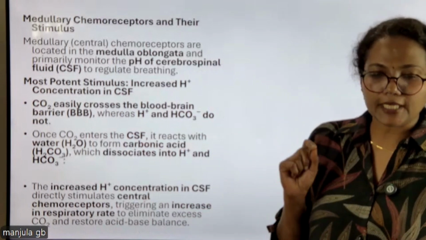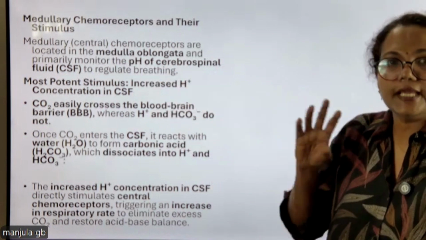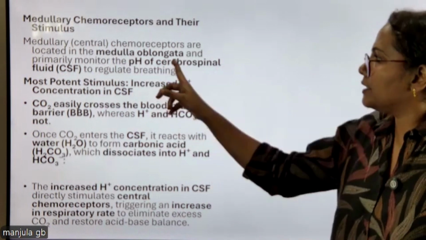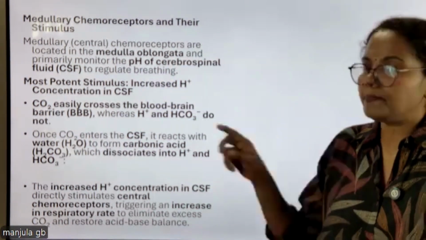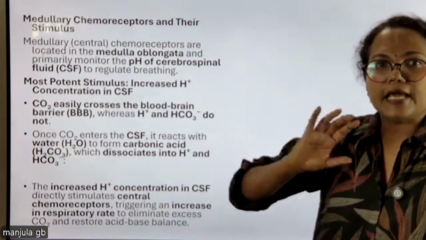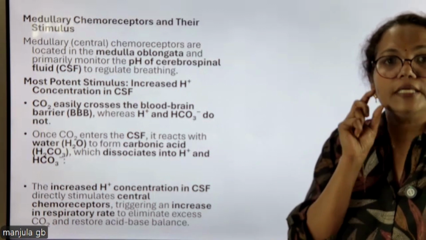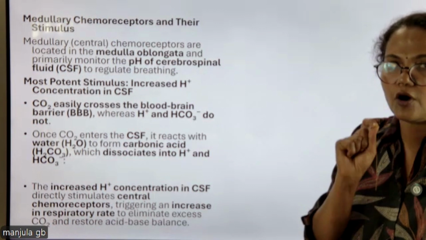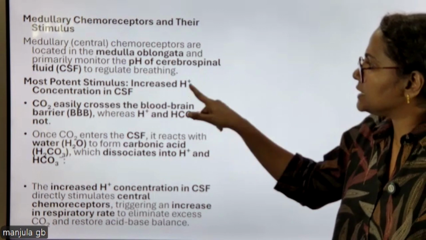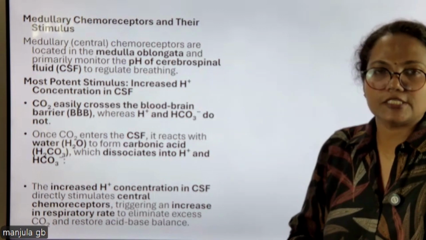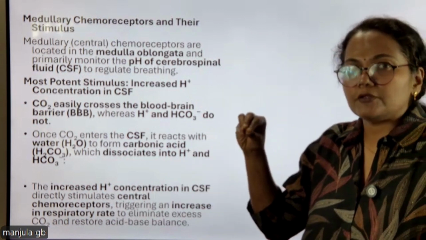So the medullary chemoreceptors, a little bit about that. Where are they located? In the medulla oblongata. What they do is monitor the pH of the CSF, and that is how they regulate breathing. So they are sensitive to the H+ concentration, or the pH, of the CSF. Now, the answer is increased H+ concentration in the CSF.